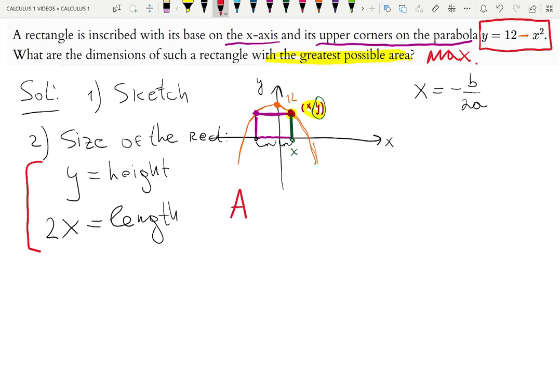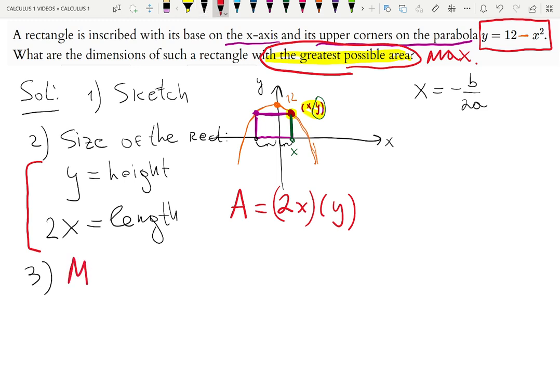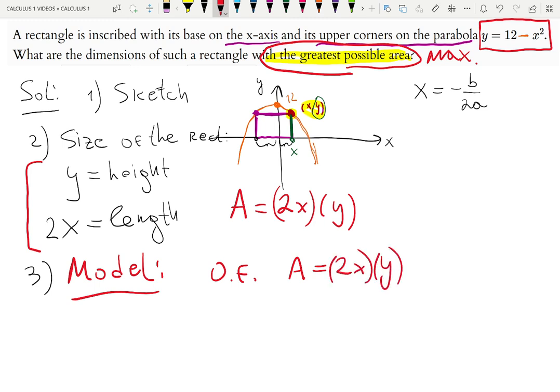Well, from here I can figure out the area, which we are about to maximize. So that's going to be the objective function. Area is 2x times y, length times width. So, after assigning the variables, I can now create the model. First, we're going to write down the objective function, which is area equals 2x times y. After this, we're going to write down the constraints, basically the restrictions. It cannot be infinitely tall. Why? Because at the top, it is restricted by the parabola. So it makes sense to call it constraints or restrictions.